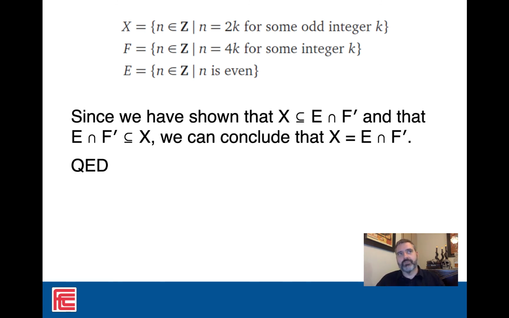So since we've shown the implication going one way, and we've shown the implication going the other way, we can conclude that X and the intersection of E and the complement of F are the exact same set.